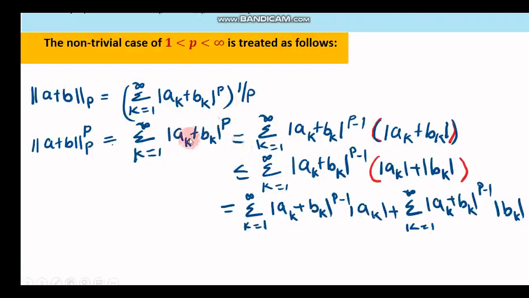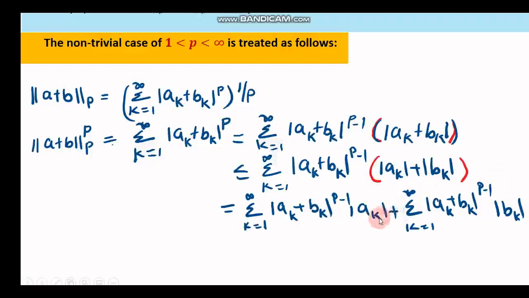Which is equal to, we are going to write this separately. We write p as p minus 1 plus 1, separating the powers. So we have modulus of a_k plus b_k raised to p minus 1 and another term, mod a_k plus b_k. We apply the triangle inequality for this term, so we have less than or equal to sigma k equal to 1 to infinity modulus of a_k plus b_k raised to p minus 1 into mod a_k plus mod b_k. Now using the distributive law, this equals sigma modulus of a_k plus b_k raised to p minus 1 into mod a_k, plus sigma modulus of a_k plus b_k raised to p minus 1 into mod b_k.